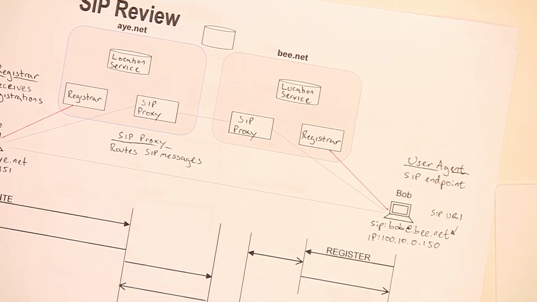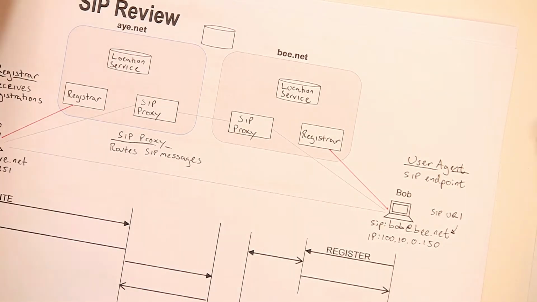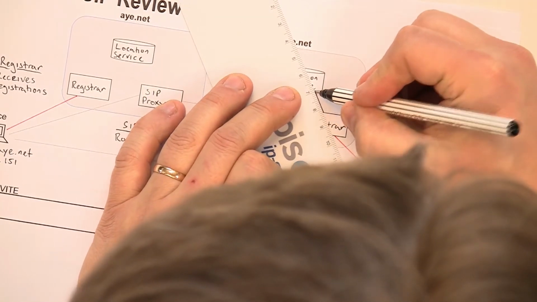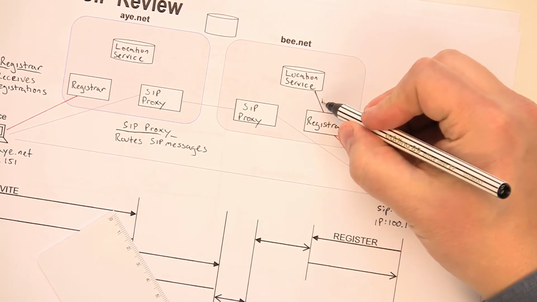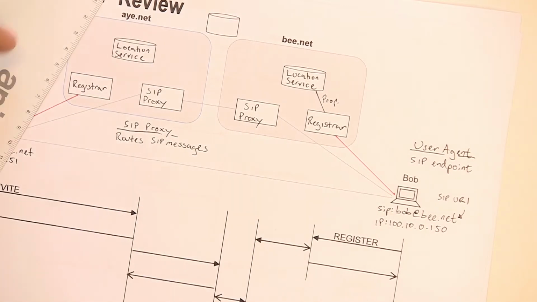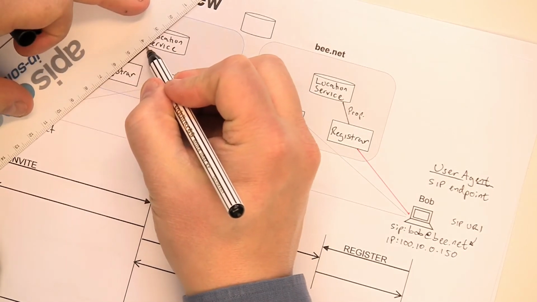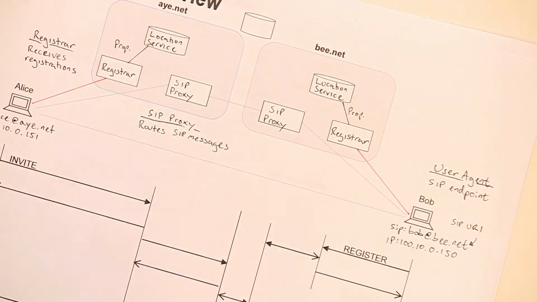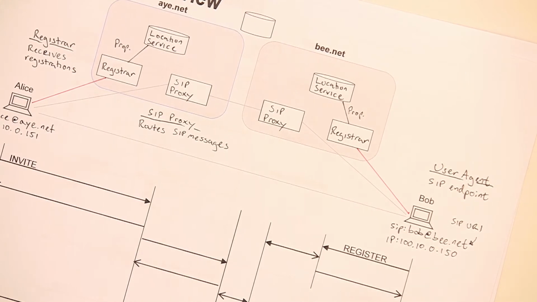The forwarding of this information up to the location service is not SIP. It's actually proprietary. So I will just do this. I will put a little line up here from the registrar to the location service. And I will just put prop like this. This is proprietary. I will do the same thing over here on Alice's side. Prop. Excellent.